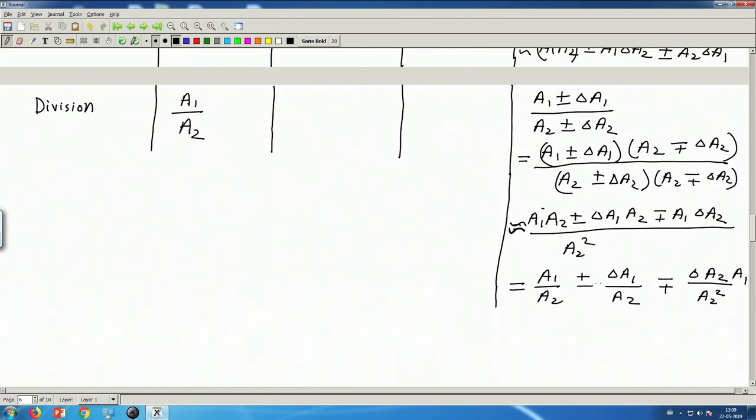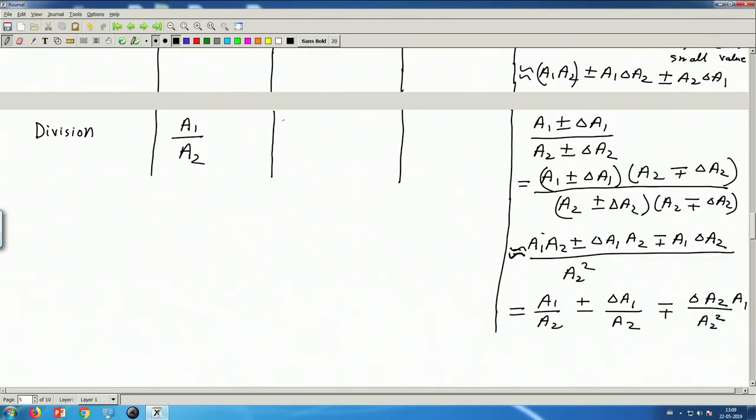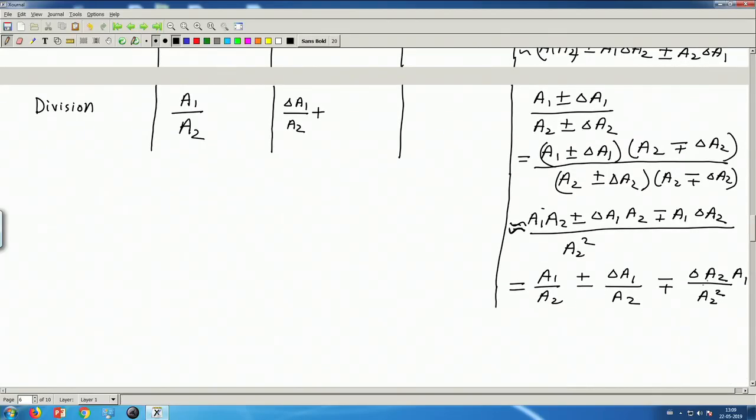Now this error, say when delta A1 is positive, it's possible that delta A2 is negative or positive. So all combinations of positive and negative between delta A1 and delta A2 are possible. The maximum absolute error we can write is delta A1 by A2, and we take the worst case, when this is positive and this is also positive, or this is negative and this is also negative. The worst case scenario will be when these two are added together. So we will write it as delta A1 by A2 plus delta A2 A1 divided by A2 square. So this is the absolute error.